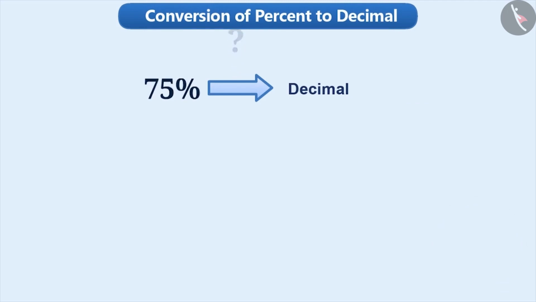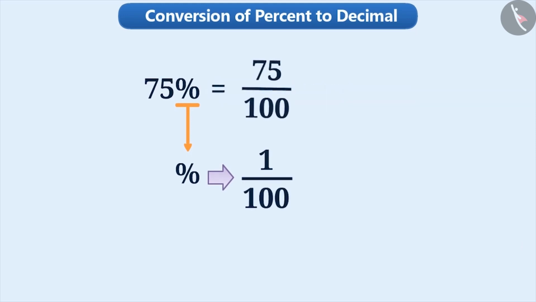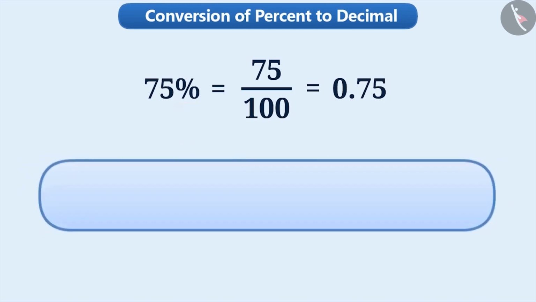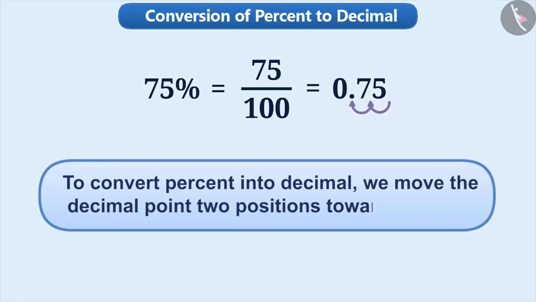You've got it right. If we want to express a percentage as a decimal, then in the place of the percent sign, we will write 1/100. That means we will divide the percent by 100. Here, 75% is equal to 75/100. That means 75 out of 100, which is equal to 0.75. In general form, we can say to convert percent into decimal, we move the decimal point 2 positions towards the left.